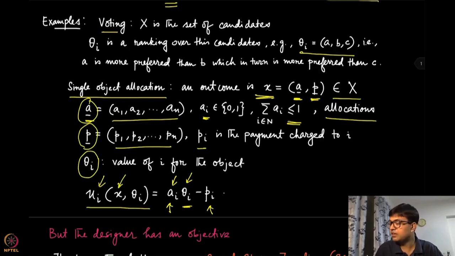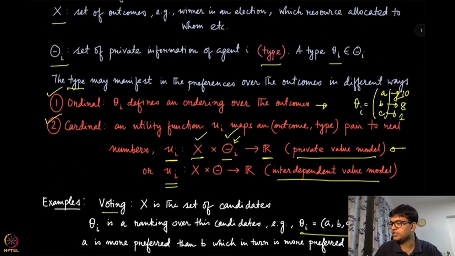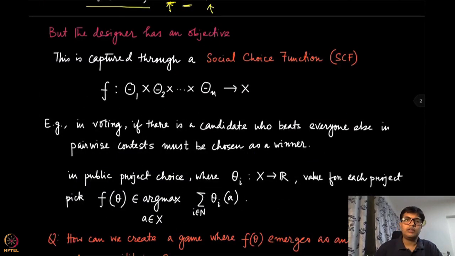irrespective of the winning, but in an actual mechanism, this p_i can be dependent on this a_i, whether it wins or not. So it may charge only when the agent wins that object, otherwise the payment is zero. So these are two examples, one for the ordinal preference and one for the cardinal preference. This is the example of the type set, so the type of agent. Now that is the description of the mechanism from the agent's point of view.